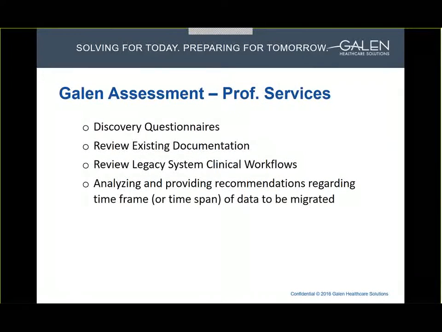Ultimately, the goal of the questionnaire is to serve as a starting point and to provide a high-level overview for the Galen team by capturing information that will allow our team to better understand the configuration of your legacy system, and in that way it will allow us to provide recommendations for the scope of the migration.